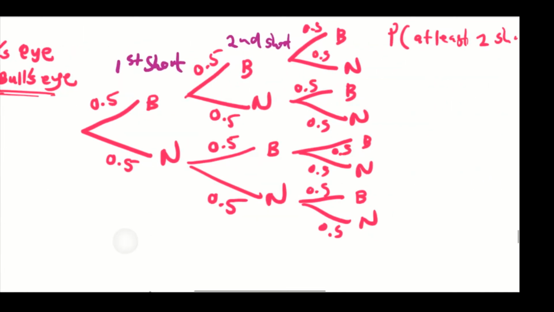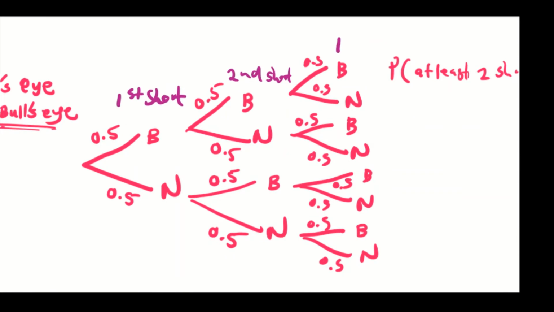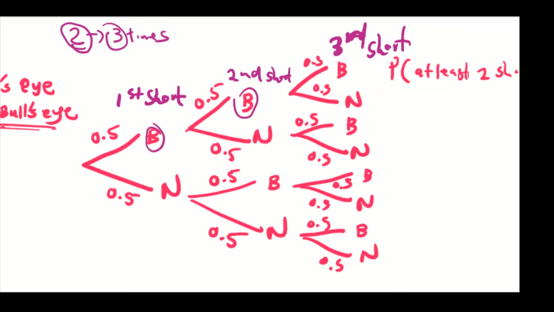So this is going to be the third shot. Hitting the bull's eye at least 2 times means it can be 2 up to the maximum, and our maximum here is 3 times. So in this tree diagram you're going to choose either 2 times or 3 times. Let's first start with the maximum. Hitting the bull's eye 3 times would be this B here, this B here, and this B here. So that is 3 times.